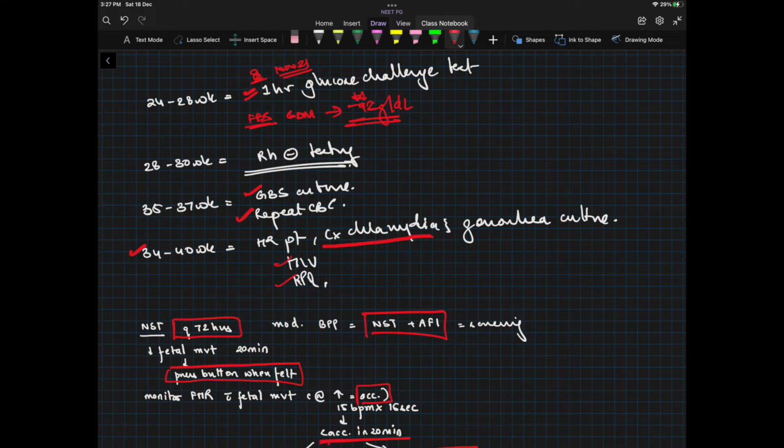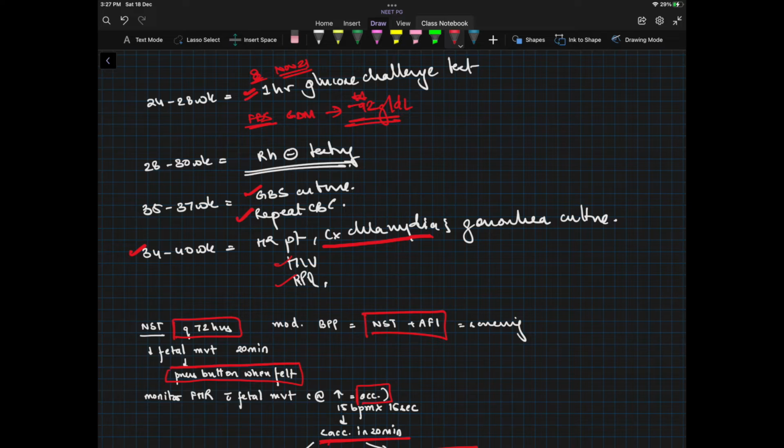At 34 to 40 weeks, right, we do cervical chlamydia and gonorrhea culture, then HIV, RPR again. Then NST, that is the non-stress test. It is done every 72 hours if the fetal movements are decreased, right? So what do we say? We ask the female to press the button when she feels a fetal movement.